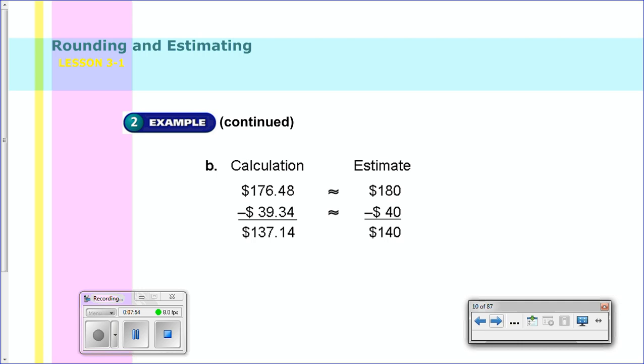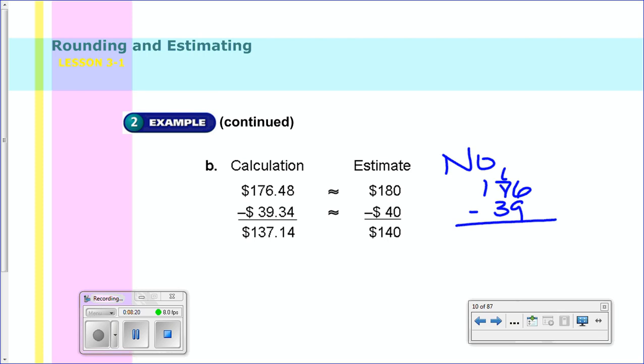So on B, we had to determine if $137.14 is close enough to 140. And again, they are pretty close. So on these ones, it's kind of hard to say, oh, no, that wasn't close enough, or this one was. But honestly, it could have been closer. Because again, you could have rounded this up, well, to 176, since it's not quite 177. And then this one should have been rounded to $39. And then if you subtract it, you should have had 137. So no, really it wasn't close enough because this was over a $3 difference.